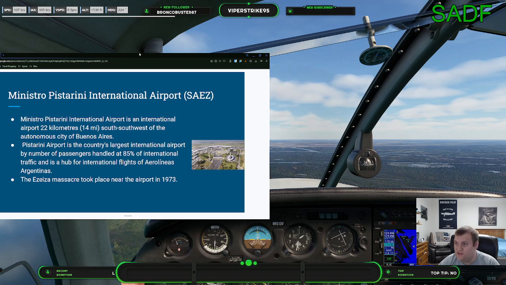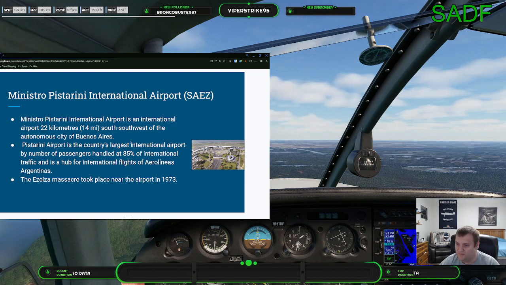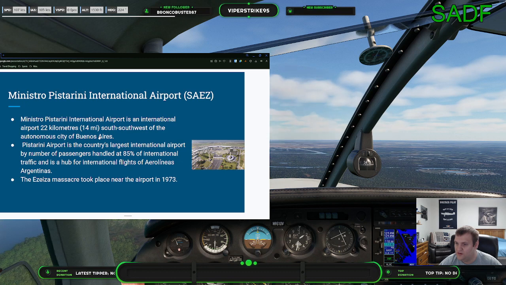Now, of course, there is another airport, and this is Aeroparque Jorge Newbery, which actually also opened just 2 years earlier. And that airport is mainly used for domestic flights all across Argentina.